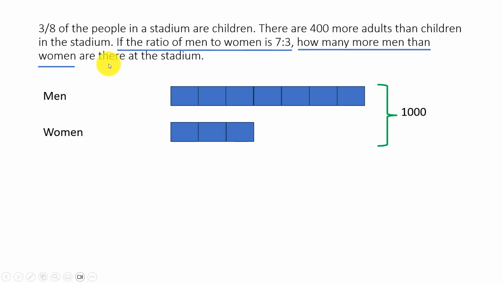The question is, how many more men than women are there at the stadium? That is this portion, which represents the more portion. So this is 1, 2, 3, 4 units. 4 units is equal to 4 times 100, and before that we omitted one step: if these 10 units together are 1,000, then 1 unit is 1,000 divided by 10, which is 100. So one of these units here is 100. So 4 units would be 4 times 100, which is 400. So the answer is there are 400 more men than women at the stadium.